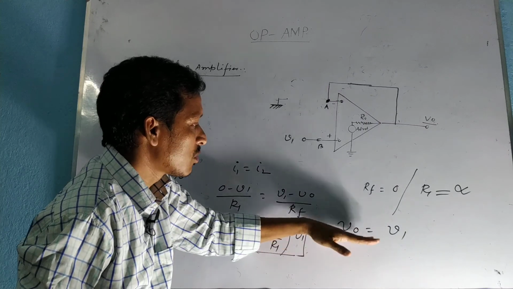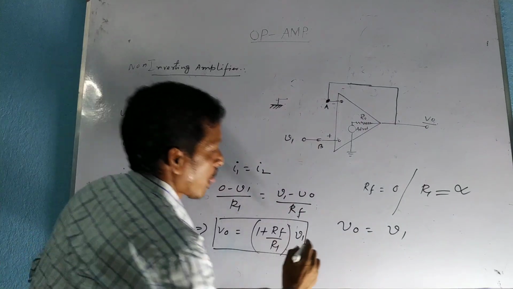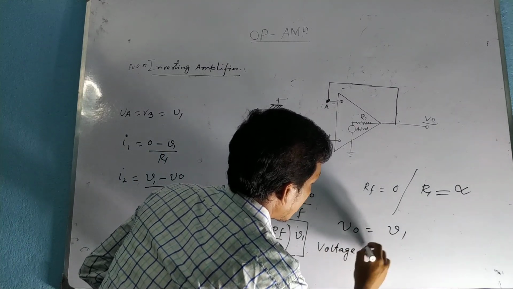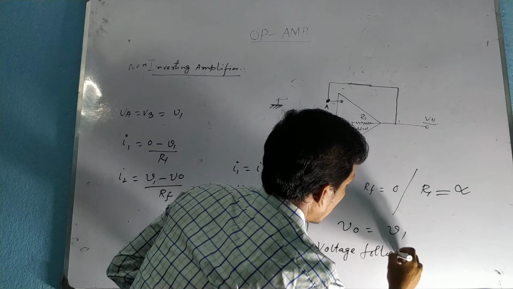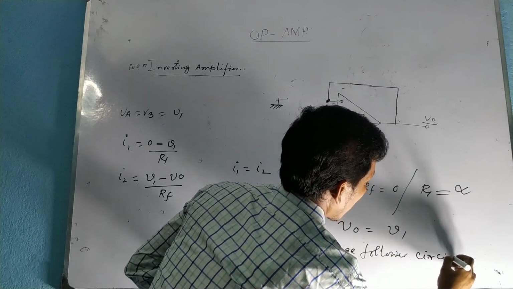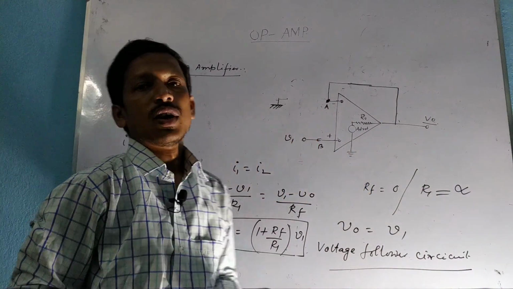That means the output voltage follows the input voltage. So it is called a voltage follower circuit or unity gain follower circuit.